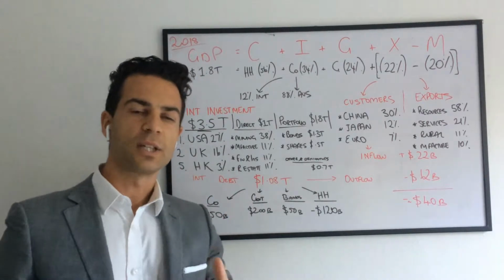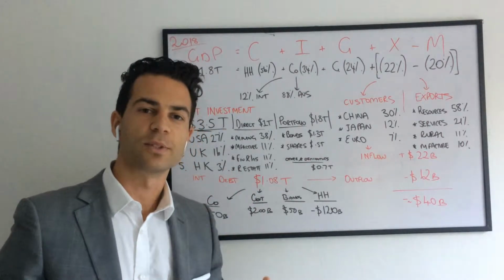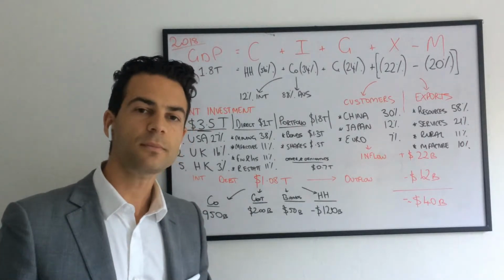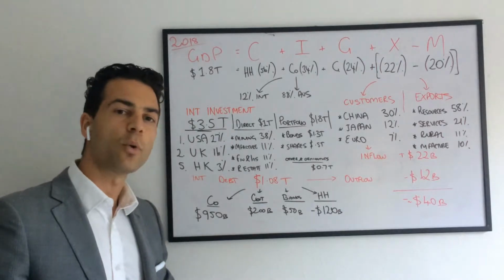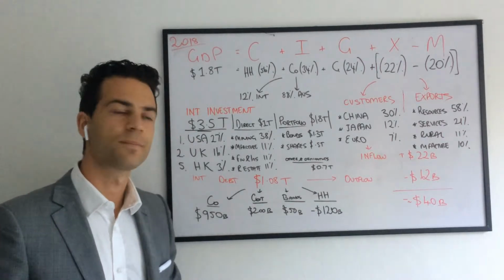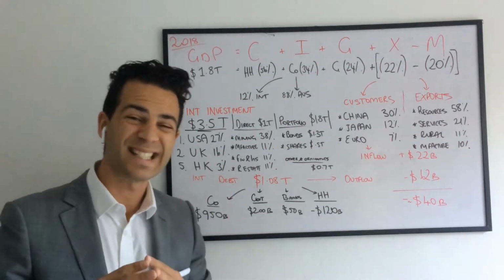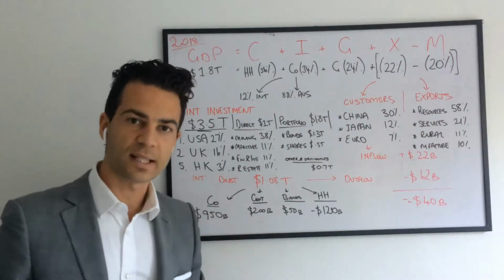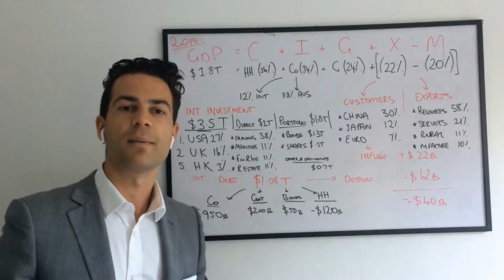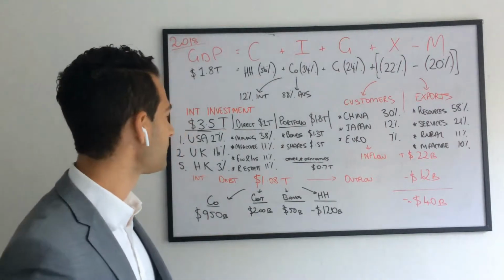Now can you guess who the biggest investor is into Australia at the moment? The answer is the US. The US has 27% of all the foreign investment in this country, followed by the UK, which has 16% of all the investment in this country. And the fifth investor is Hong Kong, and number 9 is China.